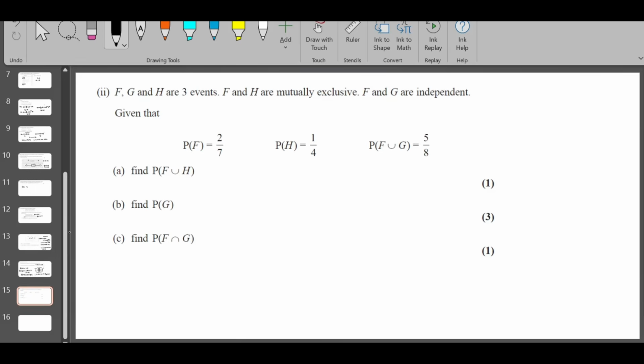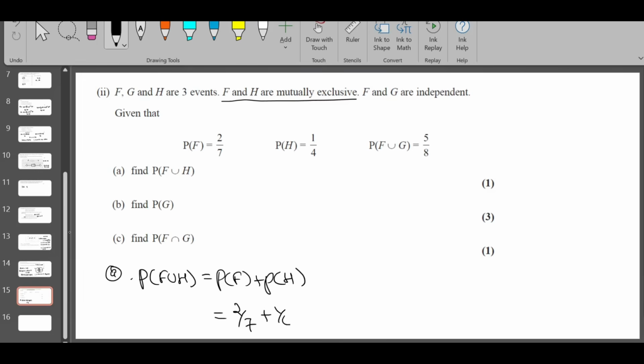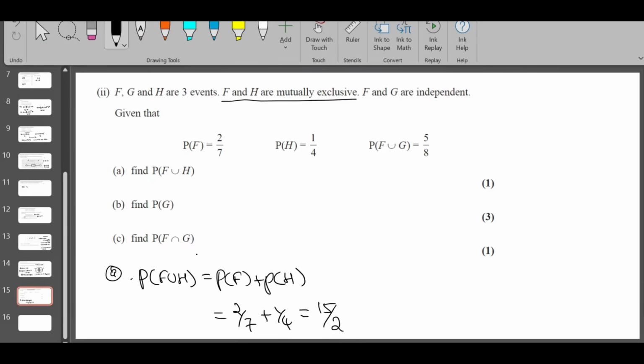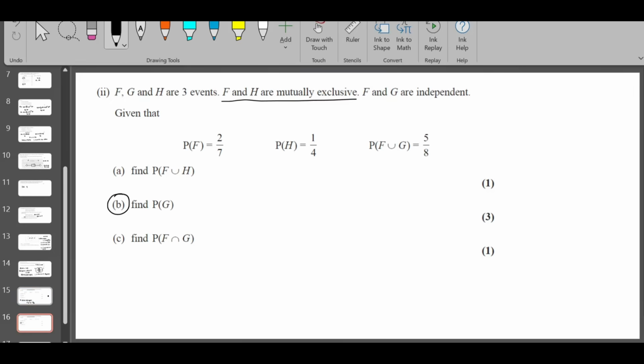Find F union H. Since they are mutually exclusive, the formula is P of A union B is P of A plus P of B. So 2 over 7 plus 1 over 4 is 15 over 28. Part B. Find P of G.